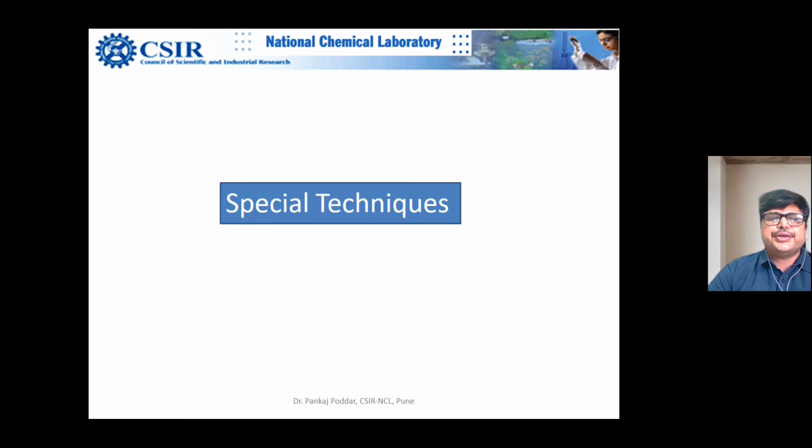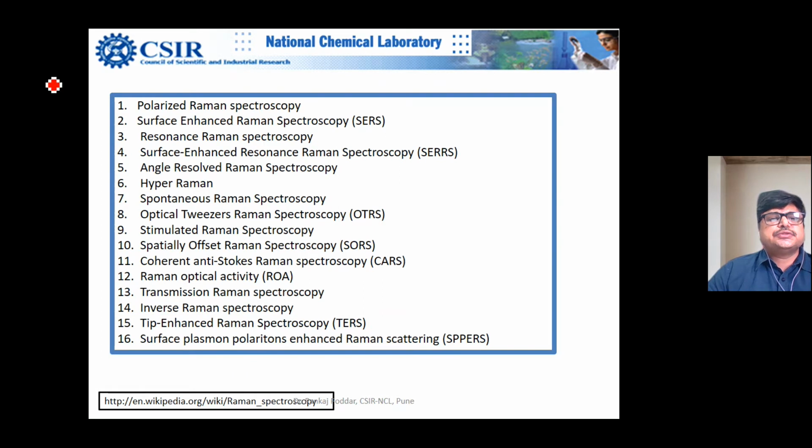Now I will speak quickly about the third part, which is Raman-based spatial techniques. So this is the list of 16 techniques which are available, maybe more. Some of them are highly useful. For example, we have used Raman optical activity in our lab, and tip enhanced Raman spectroscopy is also very powerful.